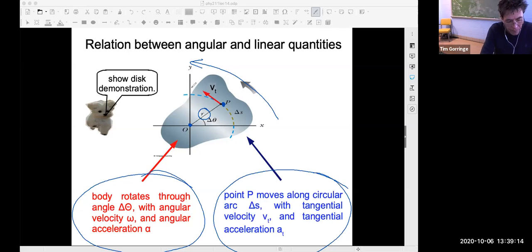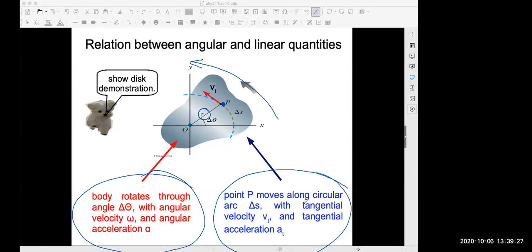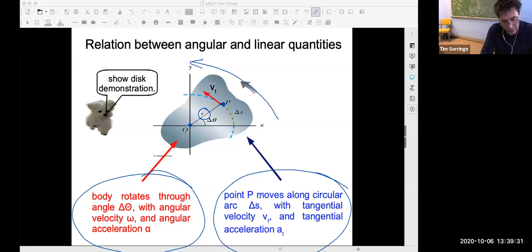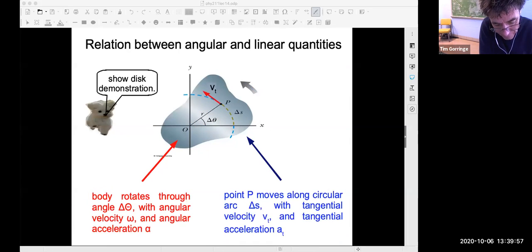Okay, what I'm going to show you on the next slide is this rotational language in red over here on the left for the whole object rotating, and this translational language for this point over here on the right. These two languages are related to one another, and we can write down equations that describe the relations. The equations are determined by the distance of this point from the axis of rotation. So let me clear that and go to the next slide. Here we are.